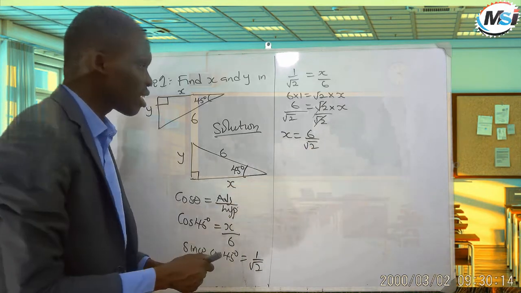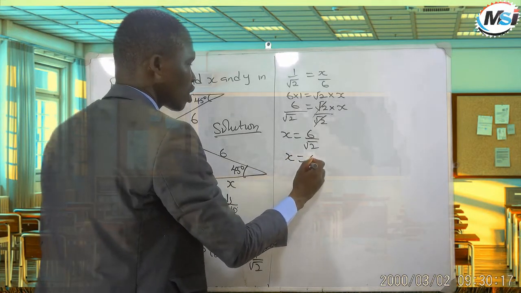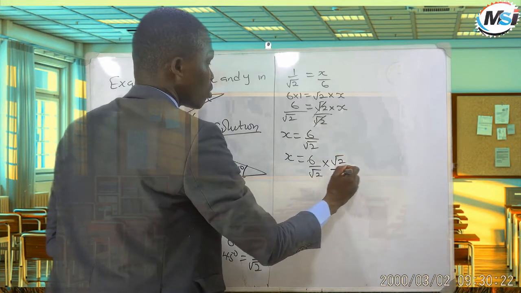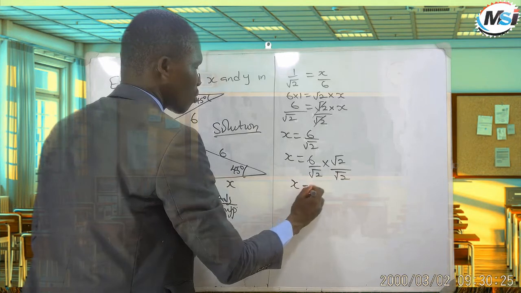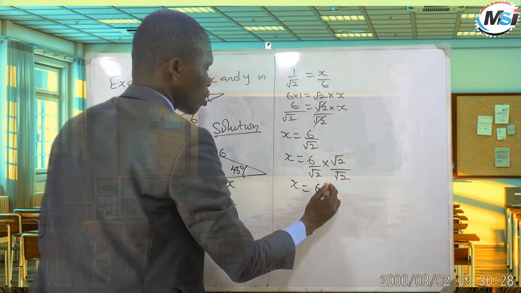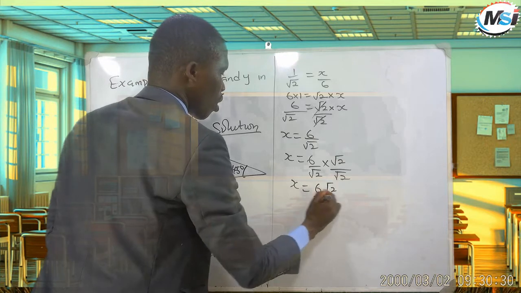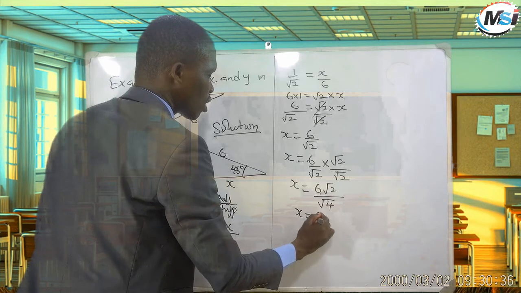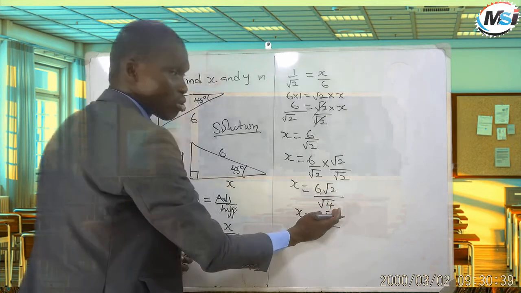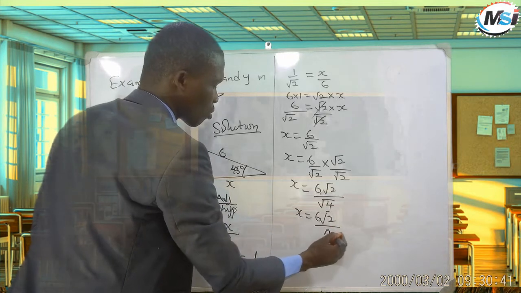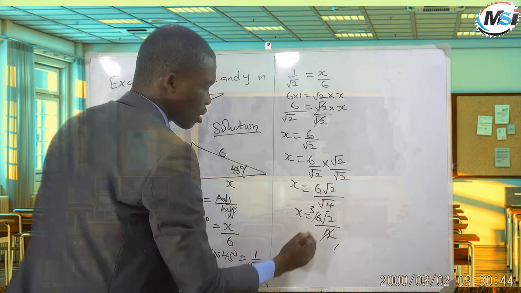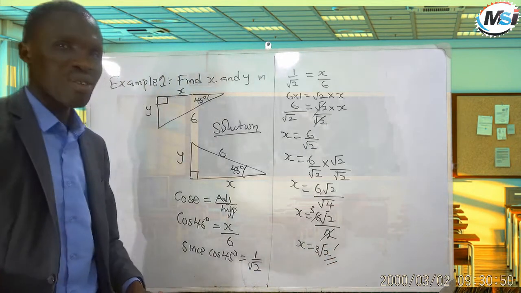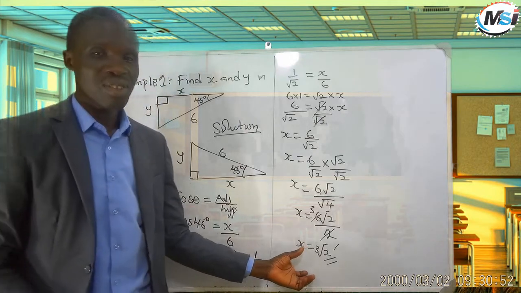When you rationalize this, this will give us x equals 6 all over root 2 times root 2 all over root 2. So x will give us 6 root 2 all over root 2 times root 2, which will give us root 4. Root 4 will give us 2. 2 here 1, 2 here 3. So x will give us 3 root 2. This will be the value of our x. I believe you understand that, right?